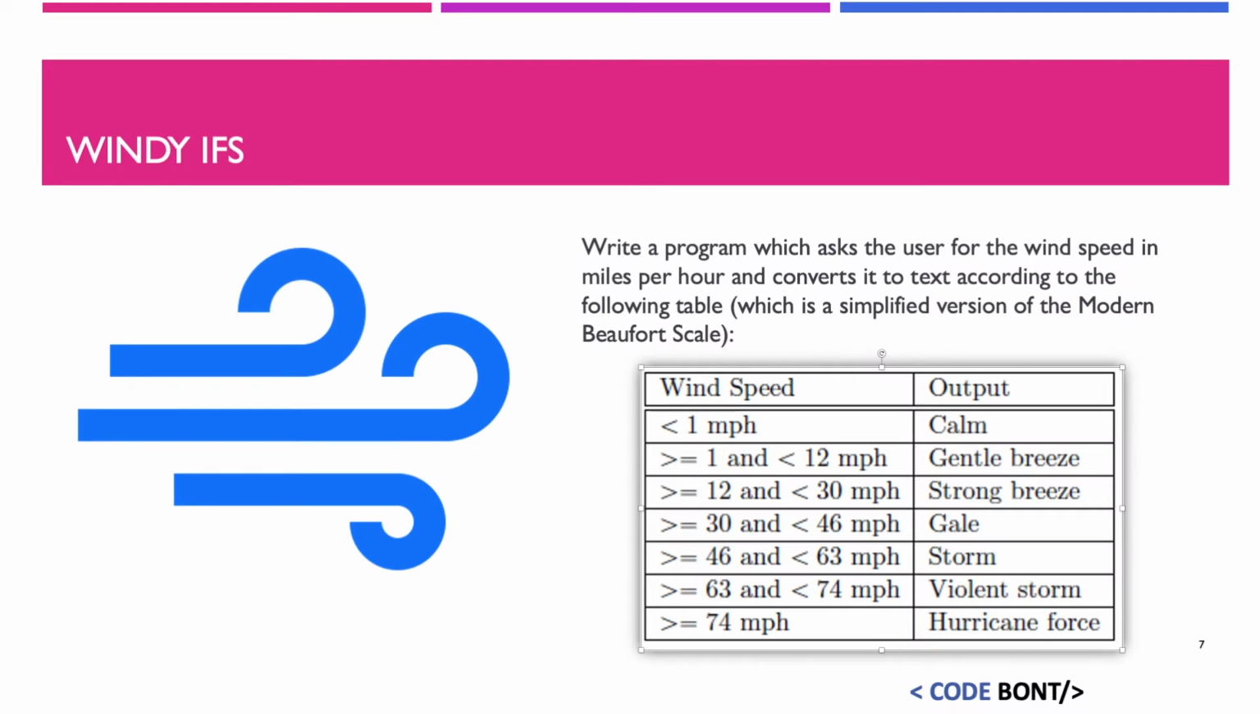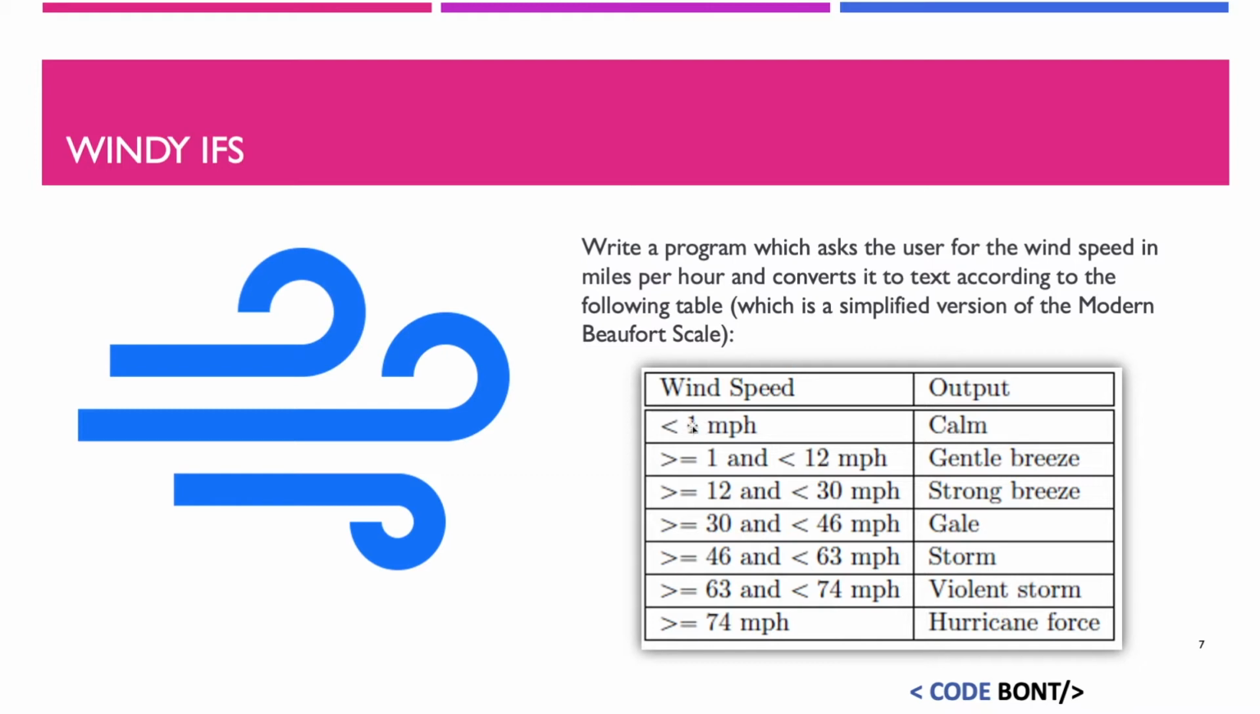In the previous video we looked at how to use if statements and what they could be used for in terms of making decisions, and this is another example of how we can use an if statement to make a decision. We've got to write a program that asks the user for the wind speed in miles per hour, converts it to the text accordingly.